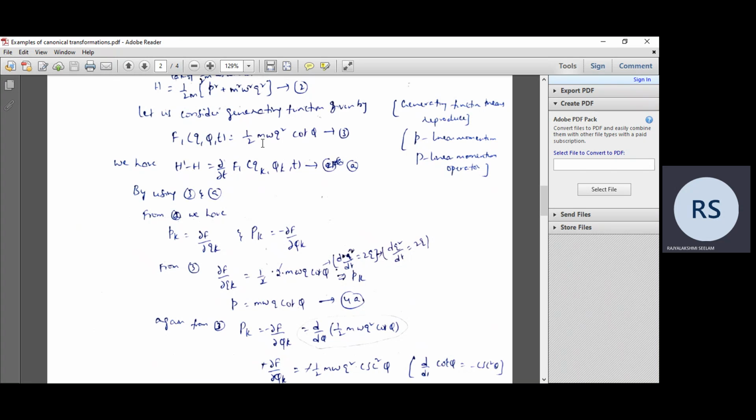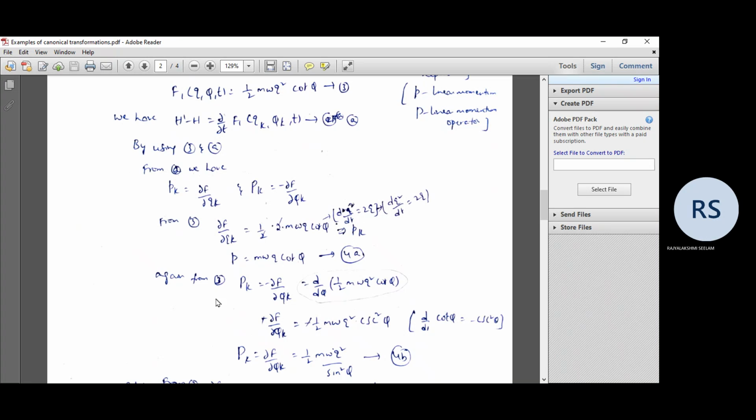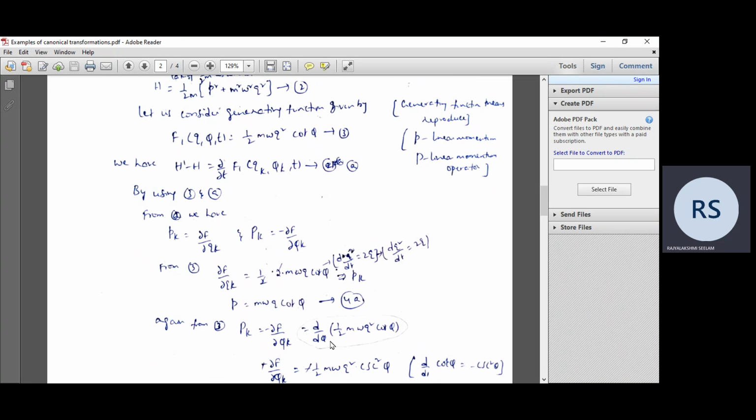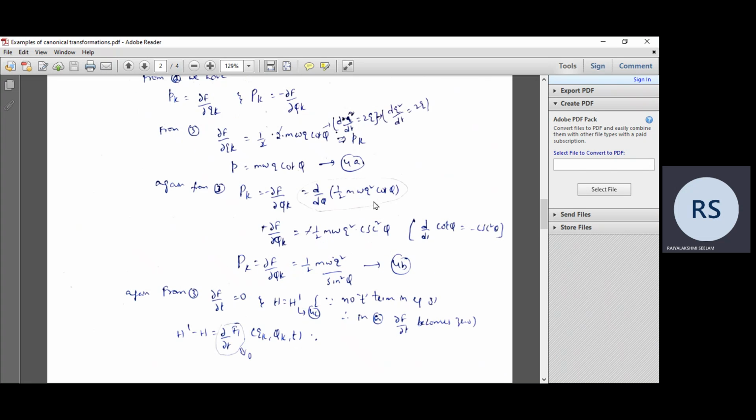Again, from the same equation, let us see capital P_k, which equals minus ∂F/∂Q_k. Here we have the capital Q term. So by taking the derivative of equation number 3 with respect to capital Q, we have P_k equals minus ∂F/∂Q_k. So the derivative of d/dQ of half m ω q squared into cot Q: the derivative of cot Q is minus cosecant squared Q.